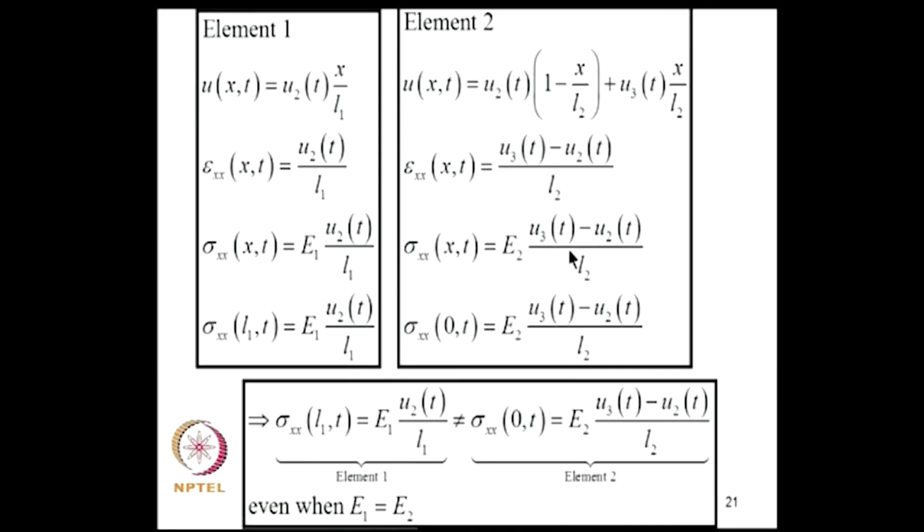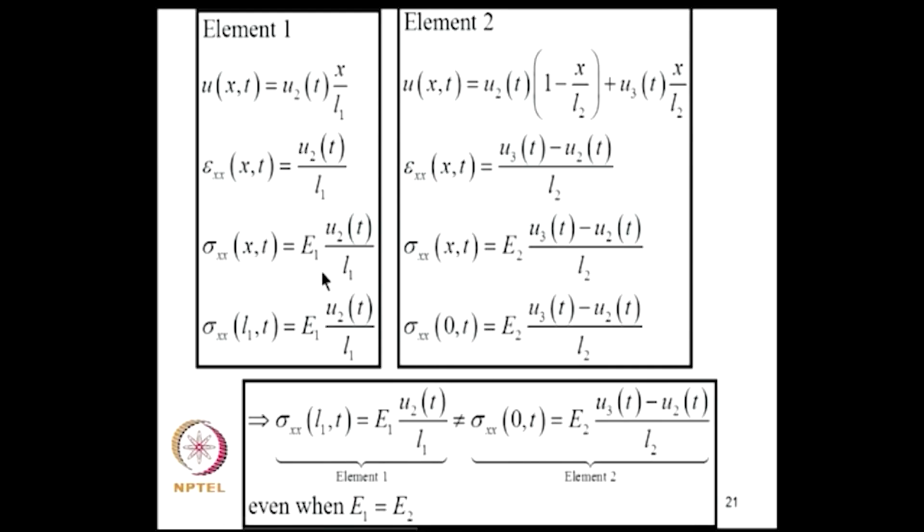Now at x equal to 0, which is the left end of the element, I get stress as E2 into U3 minus U2 by L2. Now if you compare these two, at the common point viewed from element 1 the stress is given by this, and viewed from element 2 the stress is given by this. Now let us assume that the two Young's modulus are equal. Even in that case the stress viewed from element 1 is different from stress at the same point viewed from element 2. So it is clear that this problem also is associated with strains.